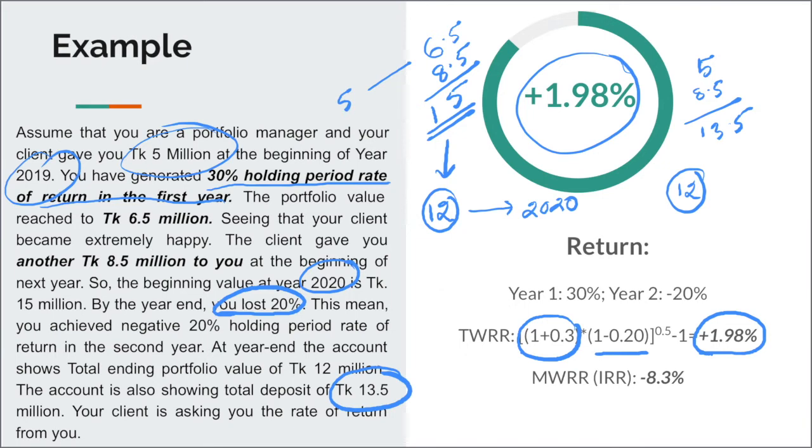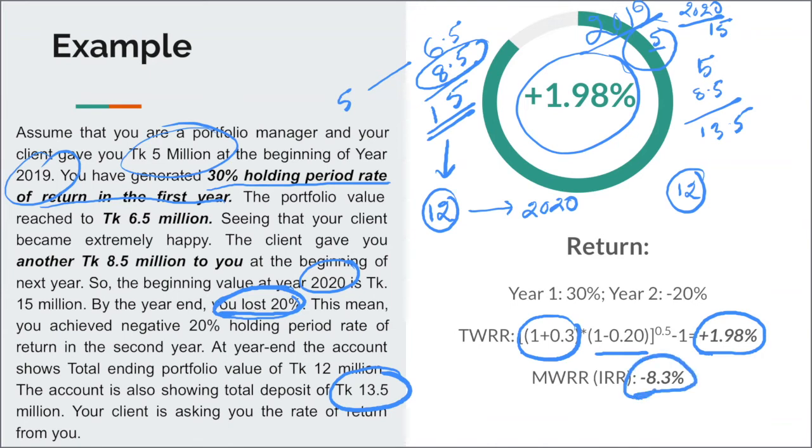But your client had invested 8.5 million taka at the beginning of 2020, and in that year you lost 20% rate of return. So at the beginning of 2020, your portfolio value was 15. At the beginning of 2019, your portfolio value was only 5. Year 2019 gets lower weight, and year 2020 gets higher weight in case of money weighted rate of return. That's why, since you lost money, your money weighted rate of return must be negative.